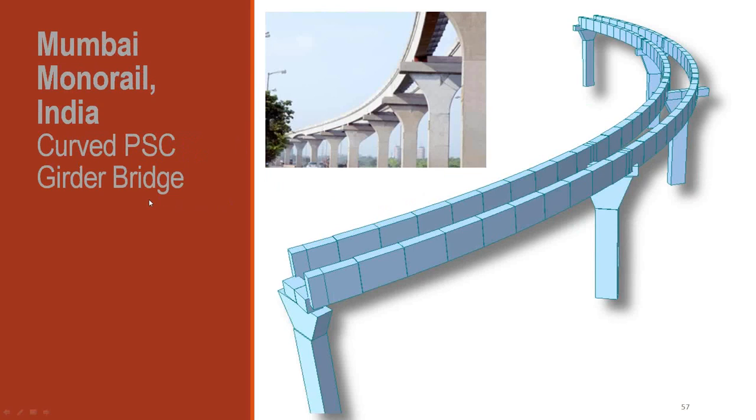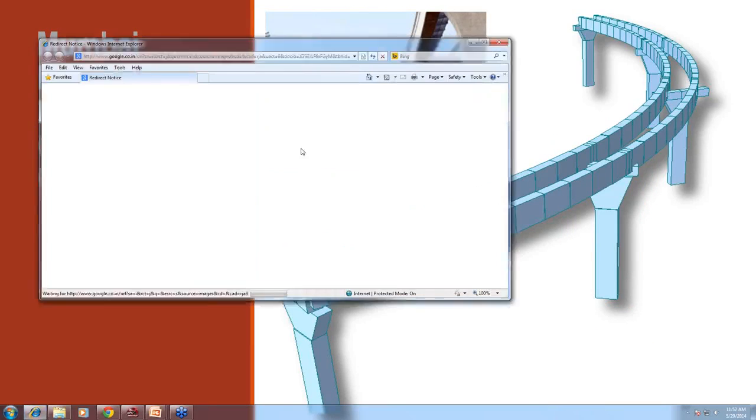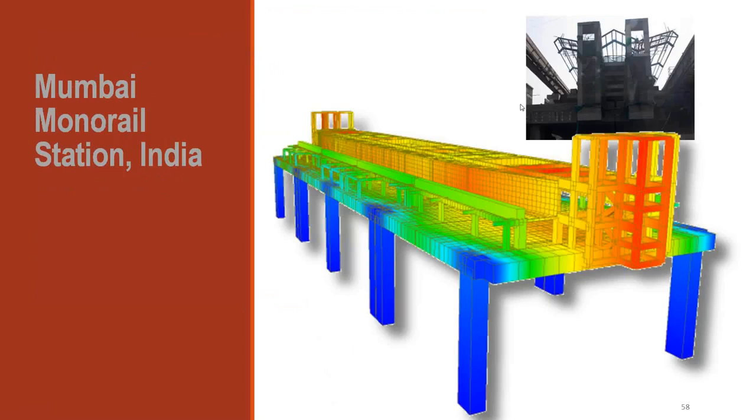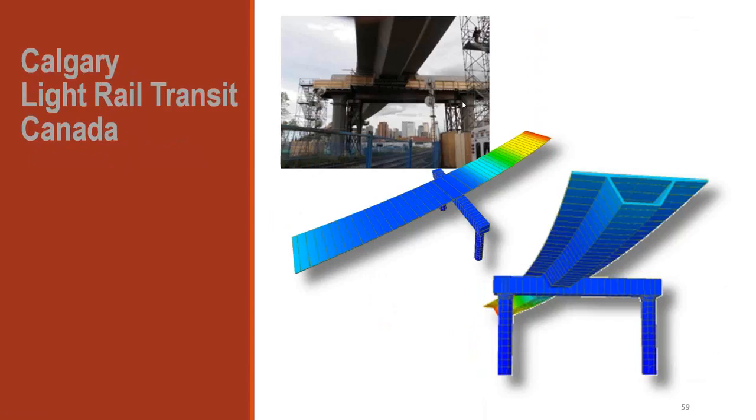Then we have the Mumbai Monorail. This is the integral bridge type. You can see here that the pier is integrated with the deck. So the full integral bridge was done in Midas Civil itself. And this is the Mumbai Monorail station, which was also done in Midas Civil itself. They check the stresses that are generated in all the structures, adjoining structures.